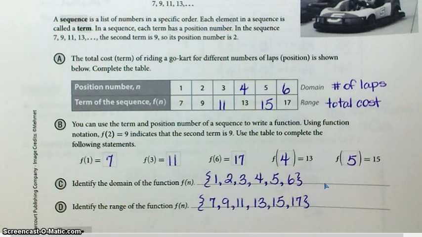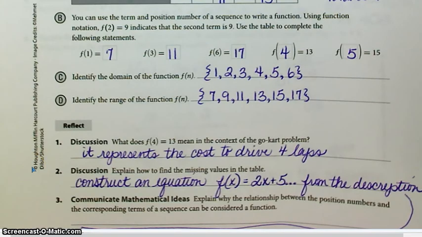Okay, identify the domain and the range. We've done domain and range before, so it's really no different. Domain is going to be 1, 2, 3, 4, 5, or 6, just because we're stopping there because that's all that they included in the table. So we're just going to assume that 6 is the most that you're going to have lap-wise. And then the range of the function is going to be the cost associated with those numbers of laps. Okay.